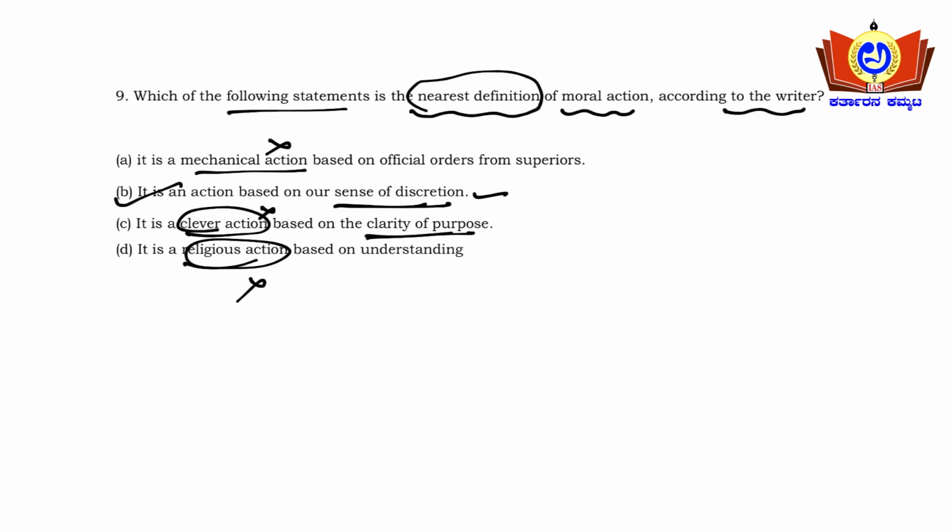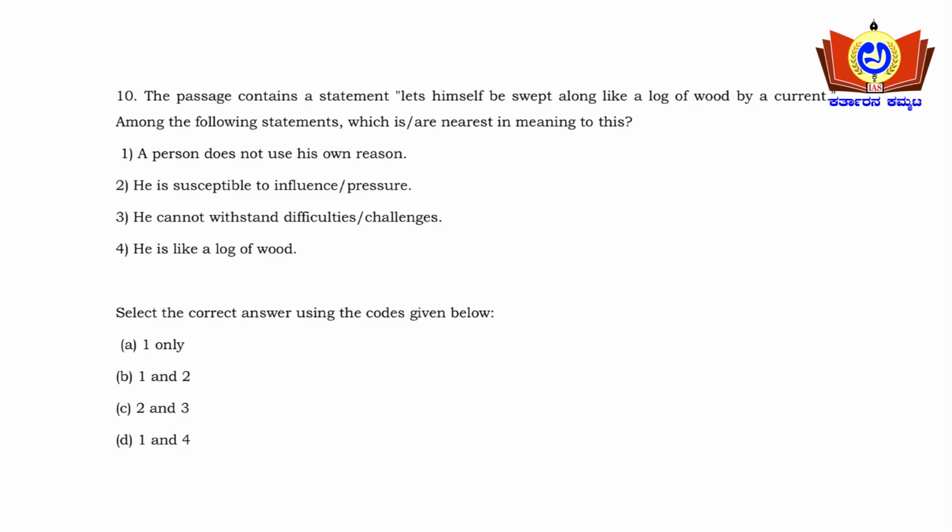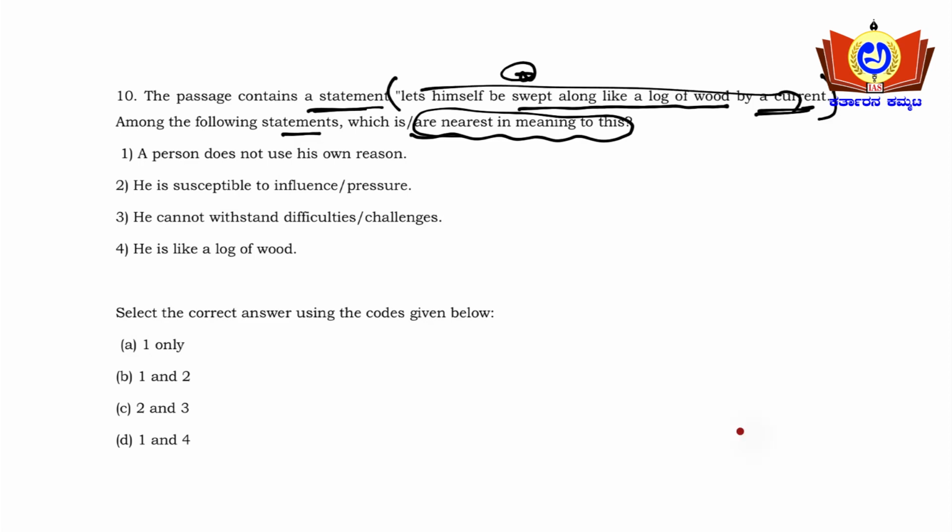So the next question is, the passage contains a statement, lets himself be swept along like a log of wood by a current. In the last part of the passage it reads: how can a man understand morality who does not use his own intelligence and power of thought, but lets himself be swept along like a log of wood by a current? Sometimes a man defies convention and acts on his own with a view to absolute good. Among the following statements, which is nearest in meaning to this? We need to find out.